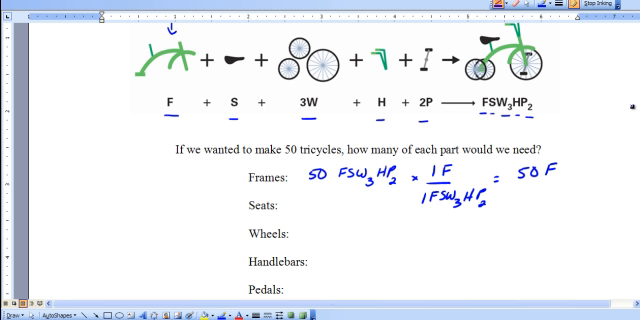If you do the same type of calculation, you're going to need 50 seats to make 50 tricycles. Now with the wheels, you need 3 times the number of wheels as you're going to be making trikes. So that means you're going to need 150 wheels to make your 50 tricycles. For handlebars, you need one set of handlebars, so you'll need 50 of those. In pedals, you need 2 pedals for every trike, so you're going to need a total of 100 pedals. Alright, so using these ratios, you can determine how many of each part will go into making your product.